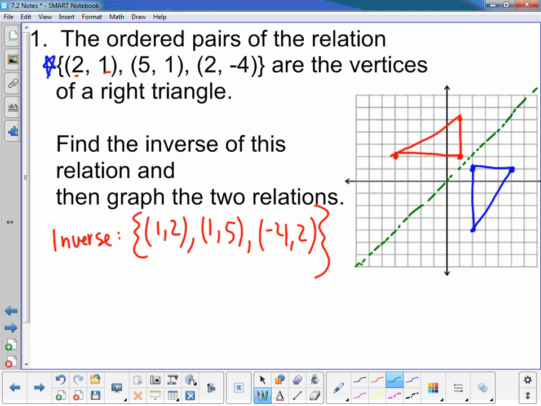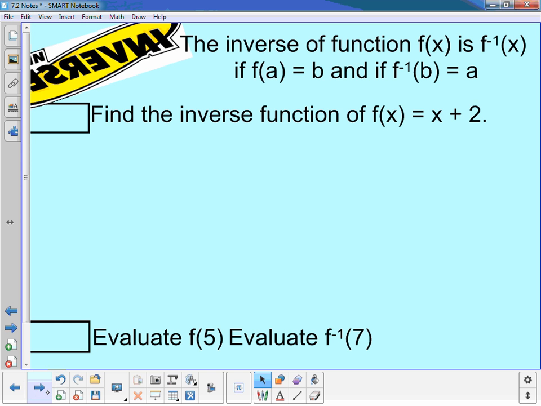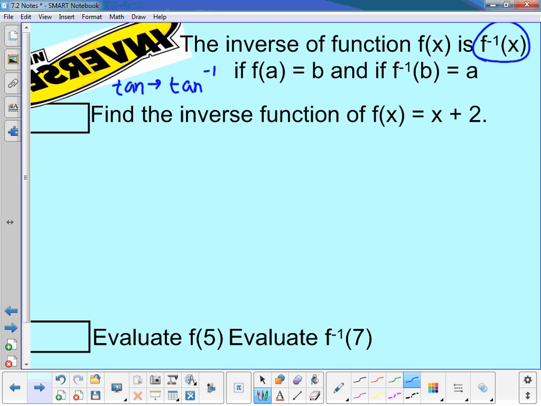Okay, so you can see how they're kind of mirror images of each other over the line x equals y. So let's take a look at how we note these, how we write them out. The inverse of a function is considered to be f to the negative first power of x, and that literally means the inverse of f of x. It's kind of like when we had tangent and then tangent inverse, and that was tangent to the -1 power, same concept here.